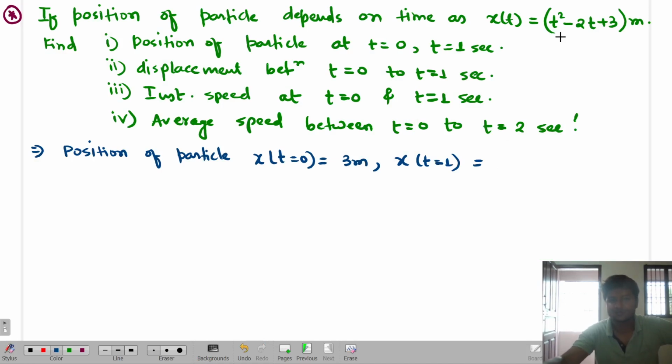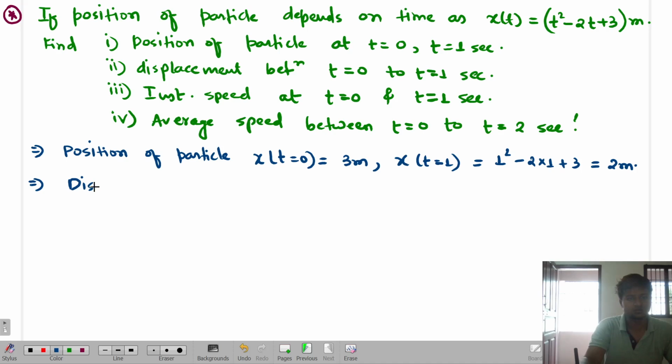So x at t is equal to 1: 1 square minus 2 into 1 plus 3. So I think it will be 4 meters, then minus 2 plus 1, yes, so it is 2 meters. So 3 meters and 2 meters. The second part is asking for displacement, tell me what it will be. Displacement is minus 1 meter. Perfect.